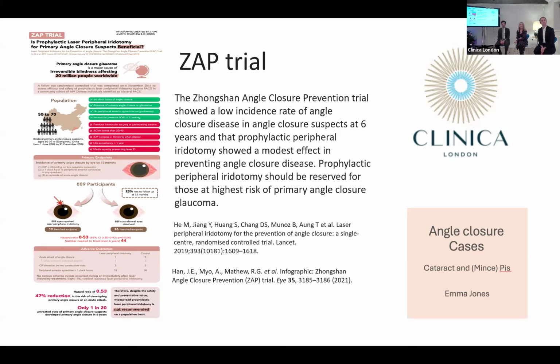Okay, are there any other questions? Oh, there is one online here. Would you consider giving atropine to narrow angle patients with a very short axial length post phaco? I can read that one more time. Nice and slow. Okay. Would you give atropine to a narrow angle patient who has very short axial length after cataract surgery?